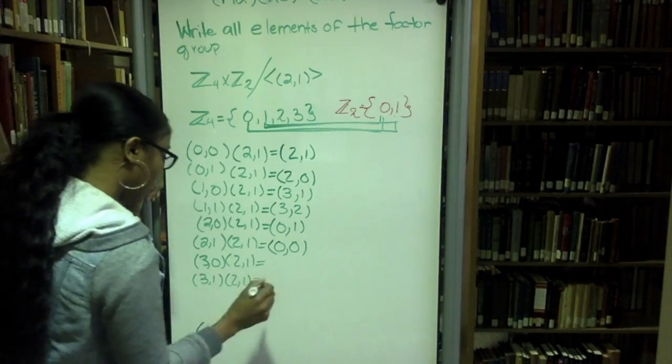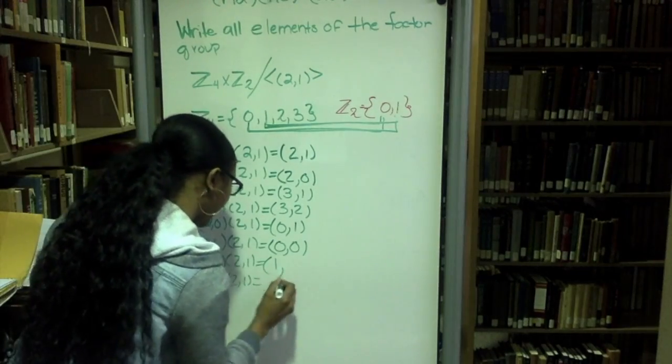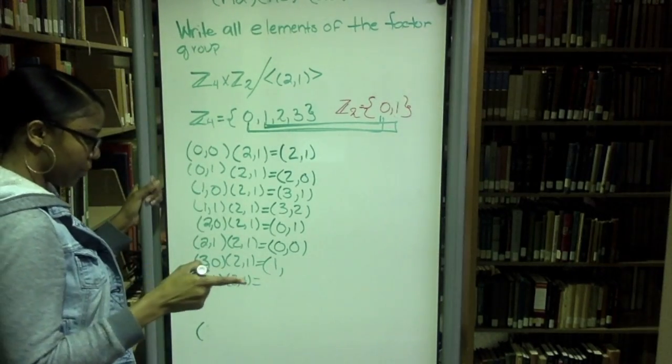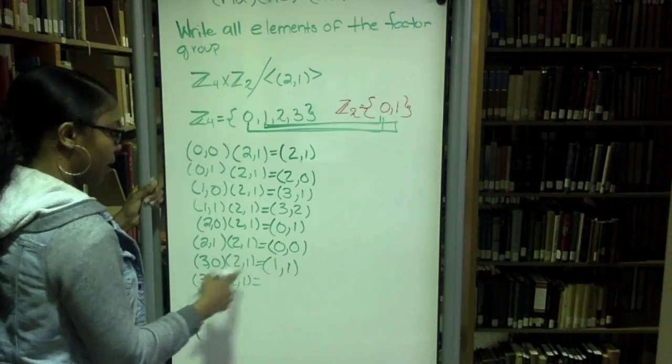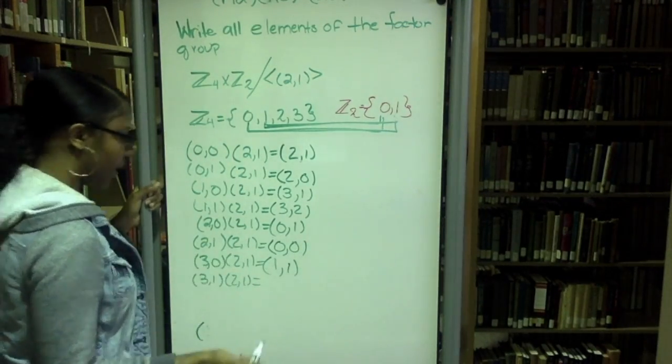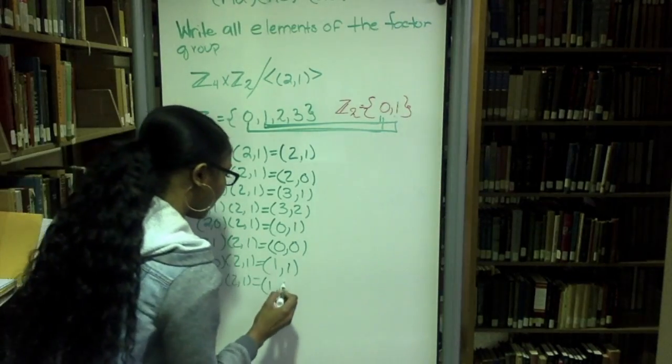We're going to do the same thing here. 3 plus 2 is 5. 5 minus 4 is 1. Then we're going to do 0 plus 1, which is 1. That's fine. We have 3 plus 2. Subtract 4 from 5 gives us 1. And 1 plus 1 gives us 1.